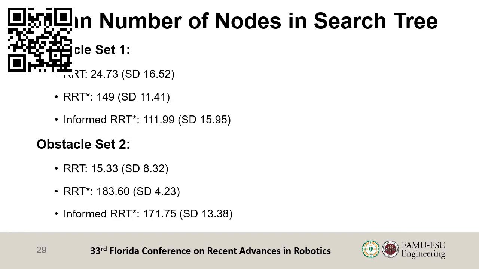For the Informed RRT star algorithm, the number of nodes in the search tree for obstacle list 1 is much less than the number of nodes for obstacle list 2. For the first obstacle list simulations, the L-shaped wall took up most of the space in the search ellipse. Consequently, a lot of the randomly selected points were not added to the tree because these points would have caused collisions with obstacles.